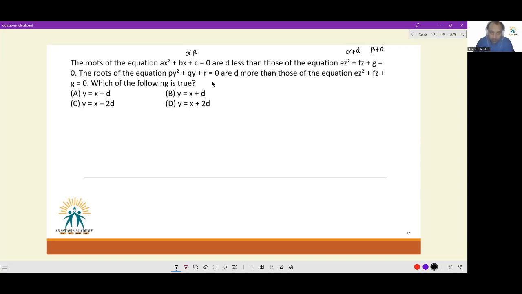And the roots here will be alpha plus 2d, and here it will be beta plus 2d. Now, in a direct comparison of the roots, you can see the value of alpha for the variable y in this equation is 2d more than the roots that you get for the equation with variable x, and therefore you can mark this as d.